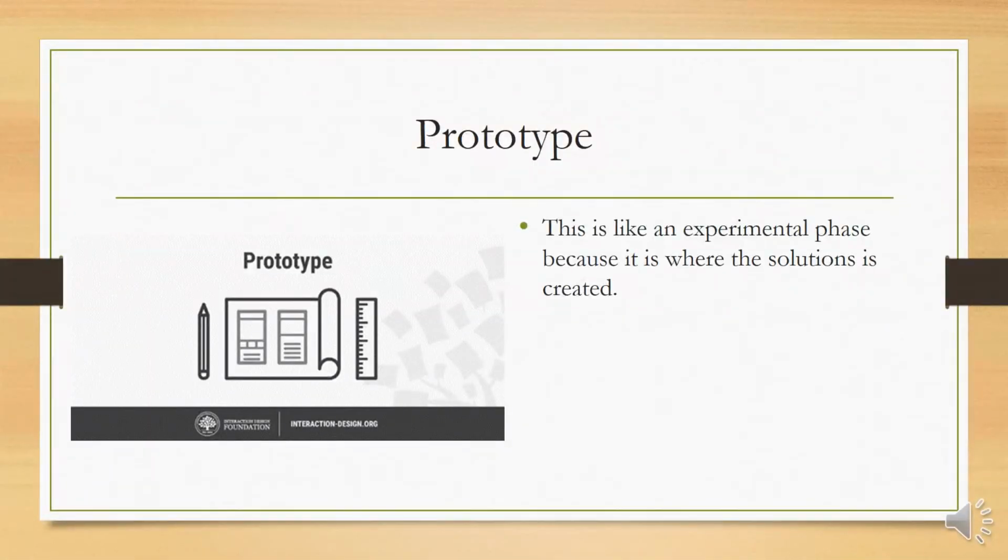Then the fourth one, which is prototype. This is like an experimental phase because this is where the solution is created. This means that among the different ideas that you brainstormed during the ideate phase, you pick the best one and then you prototype it, or you go out to see if it will work among the people who are experiencing that problem.